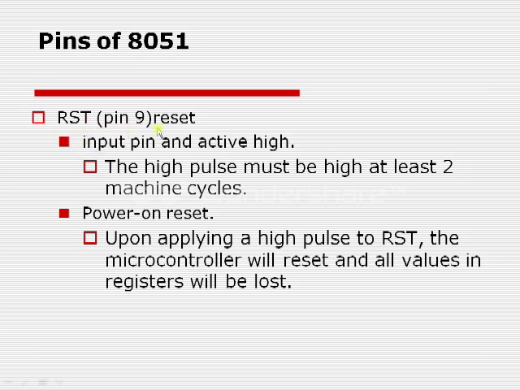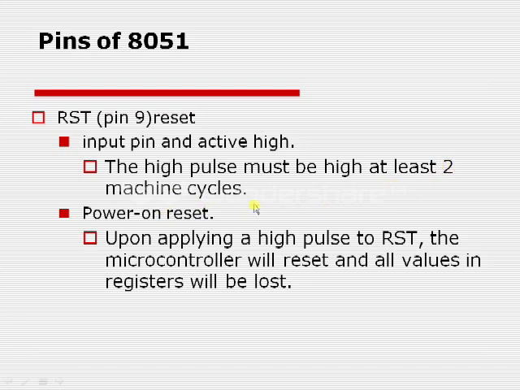Here it is the 9th pin and an input pin. It is also called an active high pin. There are two kinds of pins, one is active high and the other is active low. If we give a logic high to an active high pin, then it gets enabled. If you give a logic 0 to an active low pin, then it gets enabled. Now the high pulse must be high for at least 2 machine cycles. So we have to give a logic high signal on this reset pin for 2 machine cycles, then only the controller gets into the reset state completely. If you give less than these 2 machine cycles, then it will not work properly.